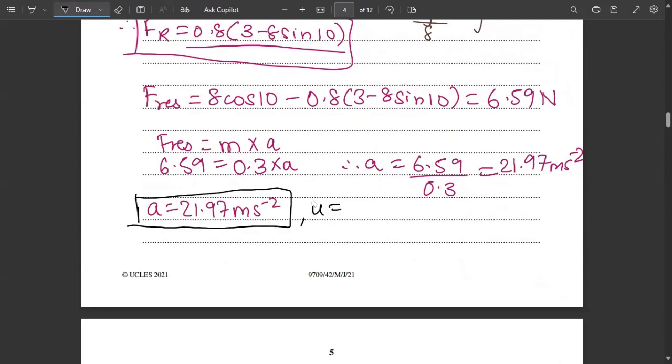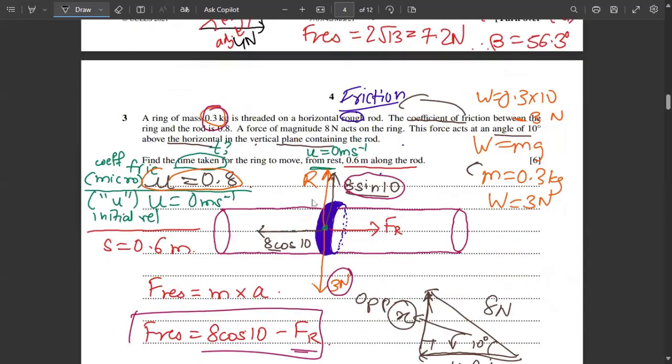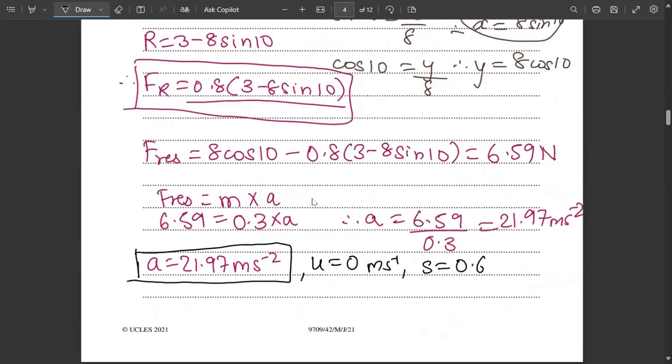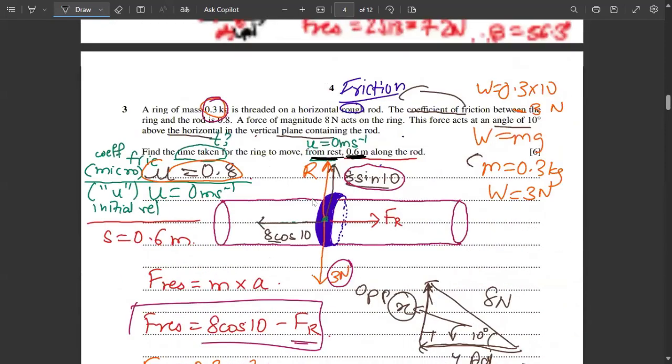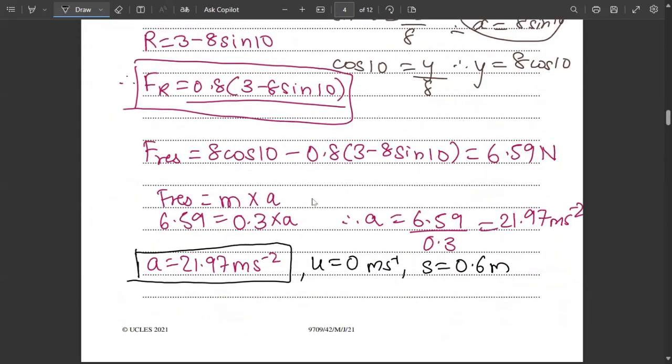We know the initial velocity is 0 meter per second. How? They have told us that it starts from rest. We know the distance traveled is 0.6 meter. What we don't know and what we have to find out is the time taken for the ring to move. So at this acceleration, how much time will the ring take to move a distance of 0.6 meter if it starts from rest and accelerates at 21.97 meter per second square? So we can simply use S equals ut plus half a t square.